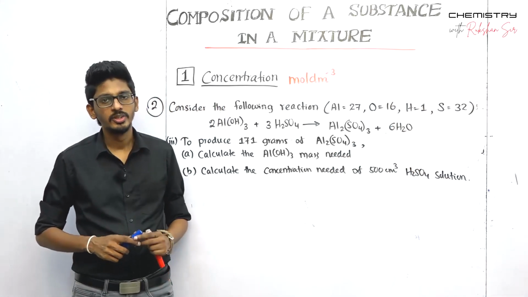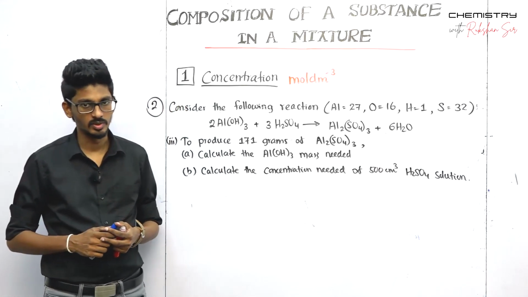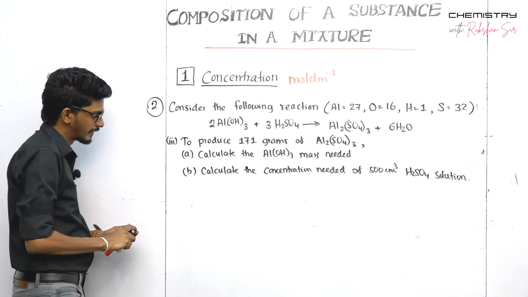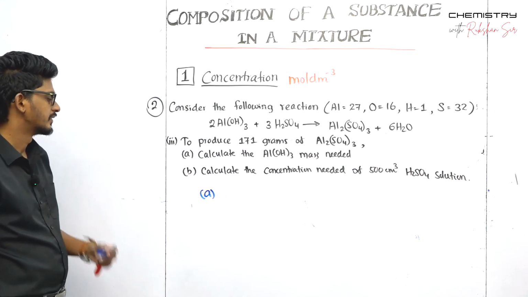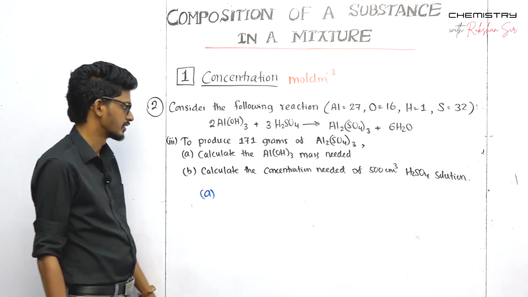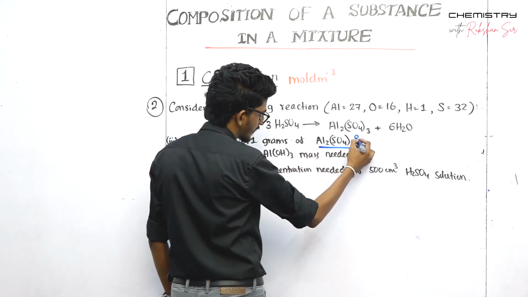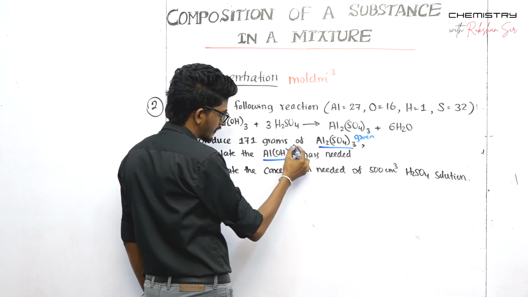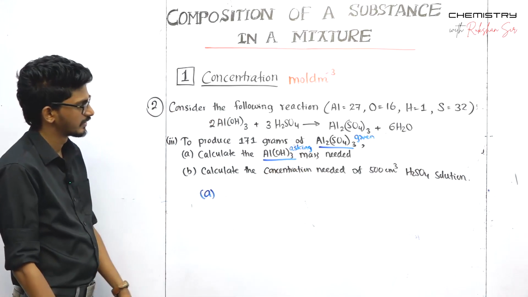Let's do Roman number 3 of your question number 2, appearing on page number 6. First, copy the answer for part A. Calculate the aluminum hydroxide mass needed. That is the question. The given data is about aluminum sulfate, and they are asking for aluminum hydroxide.